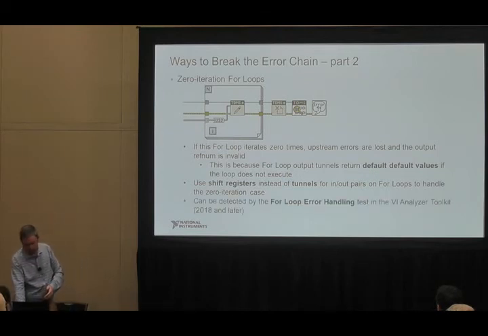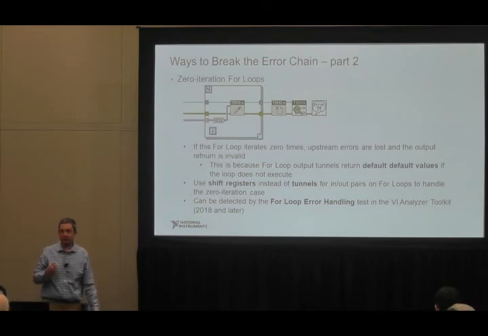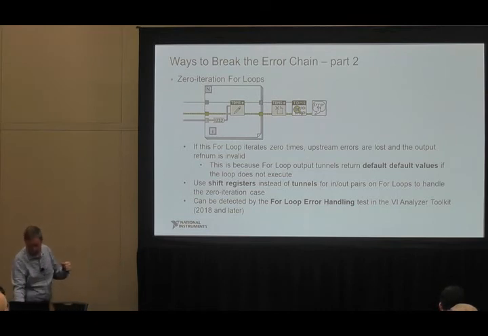All right, so we've got a new test in the VI Analyzer toolkit in LabVIEW 2018 that will detect this situation. The situation has bothered me for so long, we finally got a new test in there. If you've got code that does not handle error tunnels appropriately for for loops, it'll be detected by the for loop error handling test in the VI Analyzer in 2018. So this is yet another way the VI Analyzer can help us find places where we've broken the error chain.